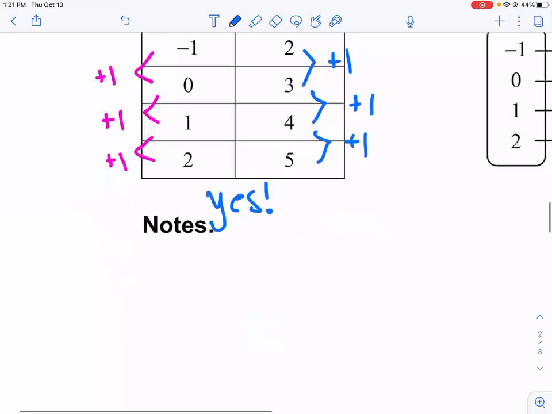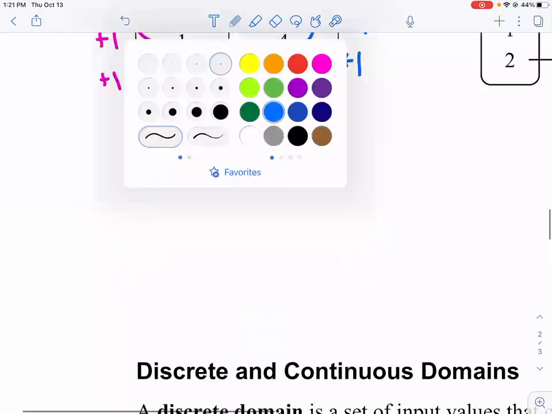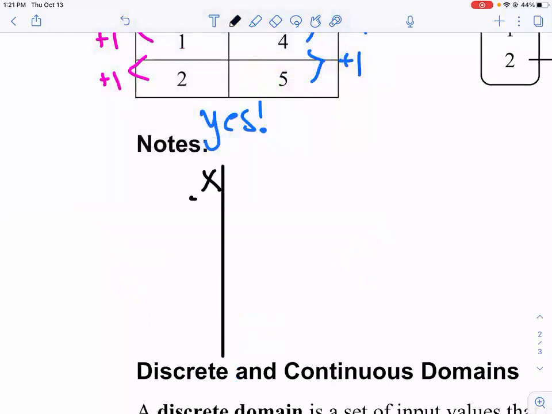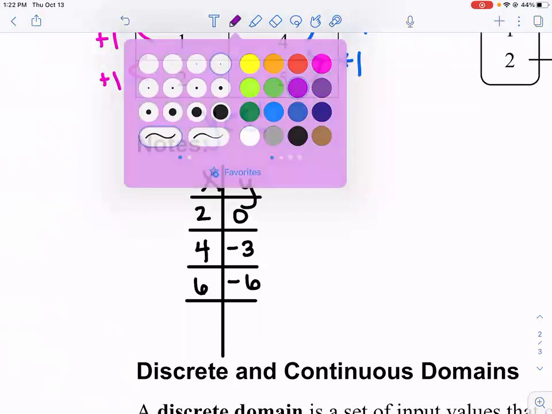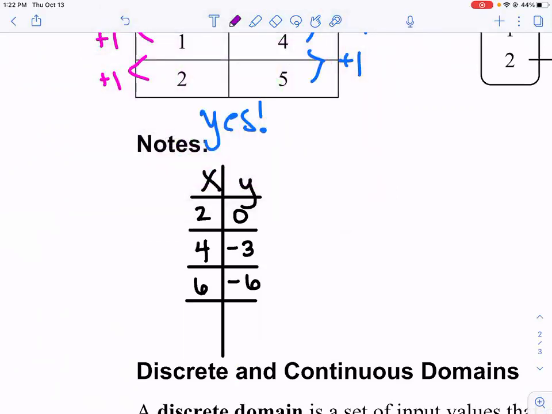So I want you to come down here. We're going to make an XY table. Please copy down this XY table that I have written up here.